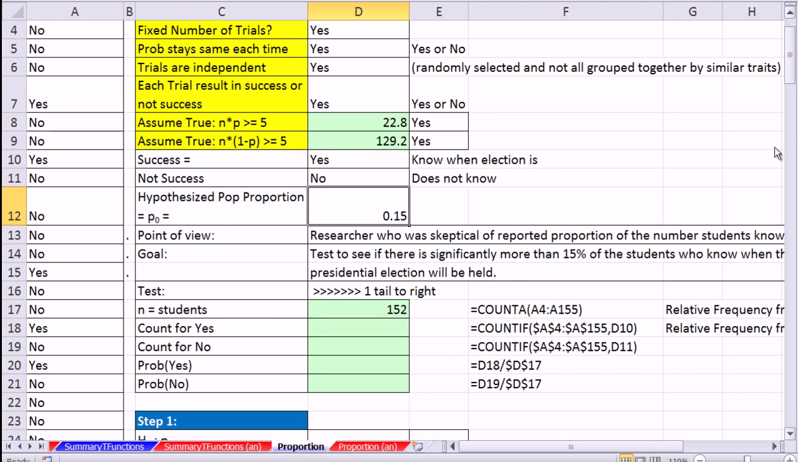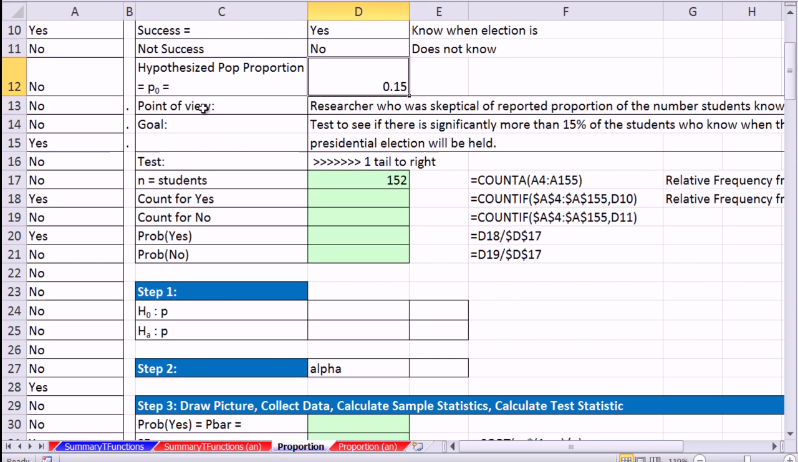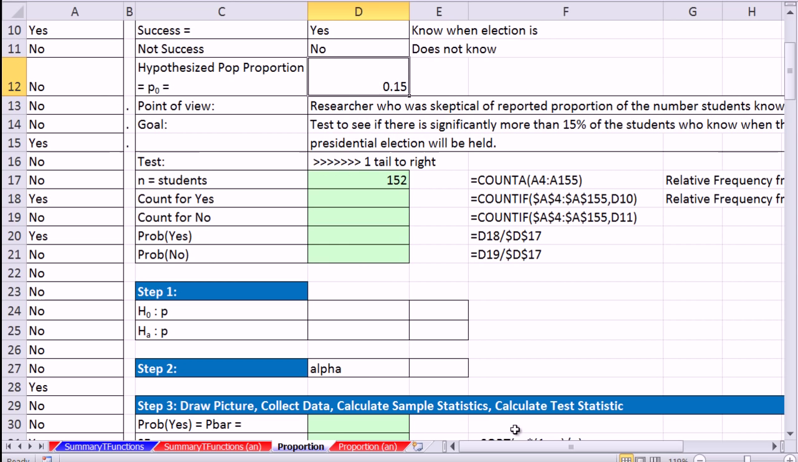Now, before we set up our test, let me scroll down here. We got to look at the point of view and the goal. The point of view is a researcher who is skeptical of a reported proportion of the number of students who knew when the presidential election was. So that's our point of view. Our goal: test to see if there's significantly more than 15% of the students who knew when the presidential election would be held. So we're looking, again, for significance.